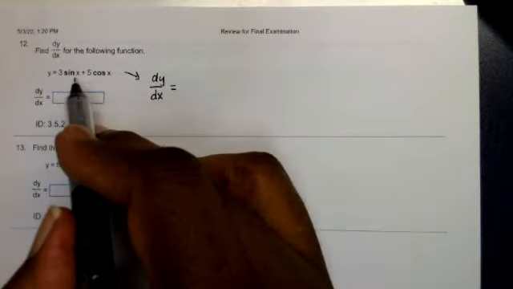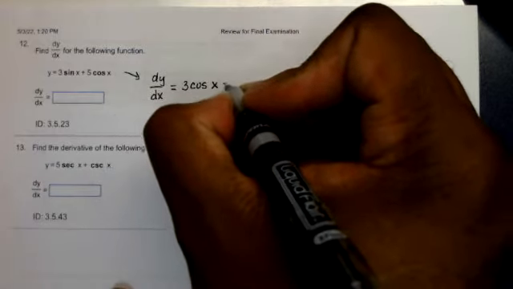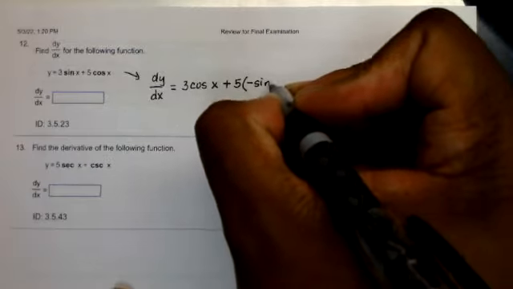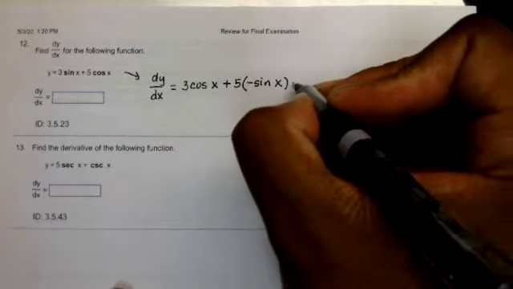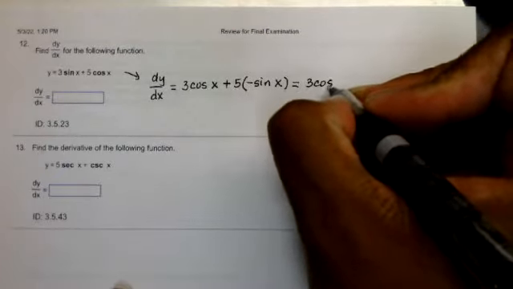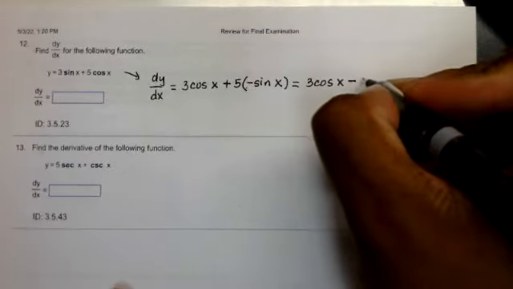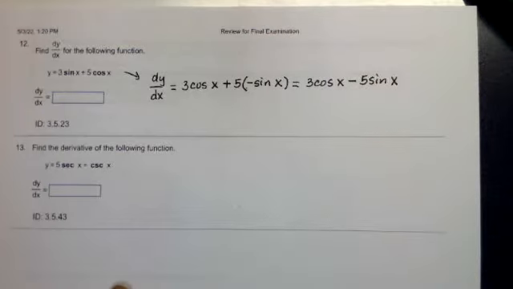All right, so if we got y equal 3 sine of x plus 5 cosine of x, then dy dx would be this. The derivative of the sine is the cosine, so I have 3 times the cosine of x plus 5 times the derivative of cosine of x, if you recall, negative sine of x. Now, if I simplify this, this will end up being 3 cosine x, and then that negative sign will make the plus sign minus 5 sine of x. And that's all there is to it.